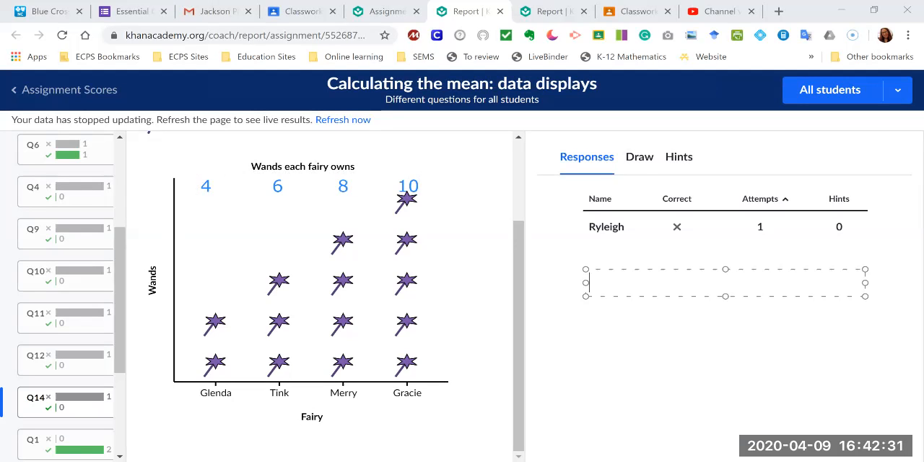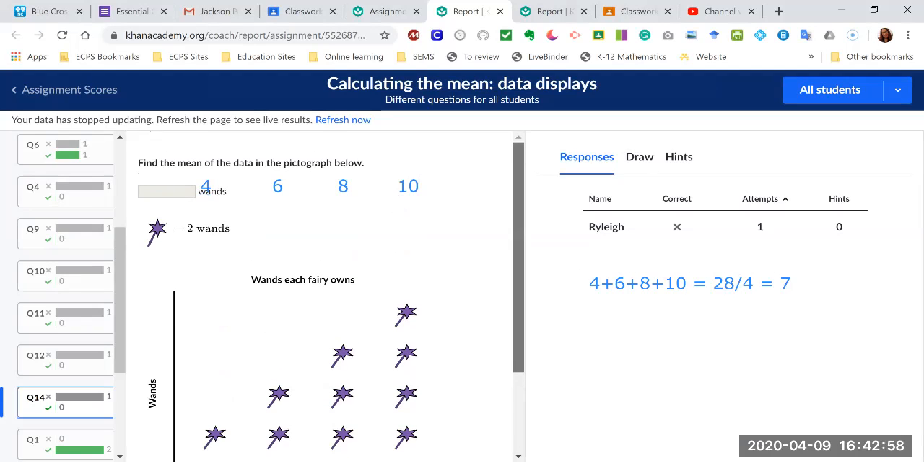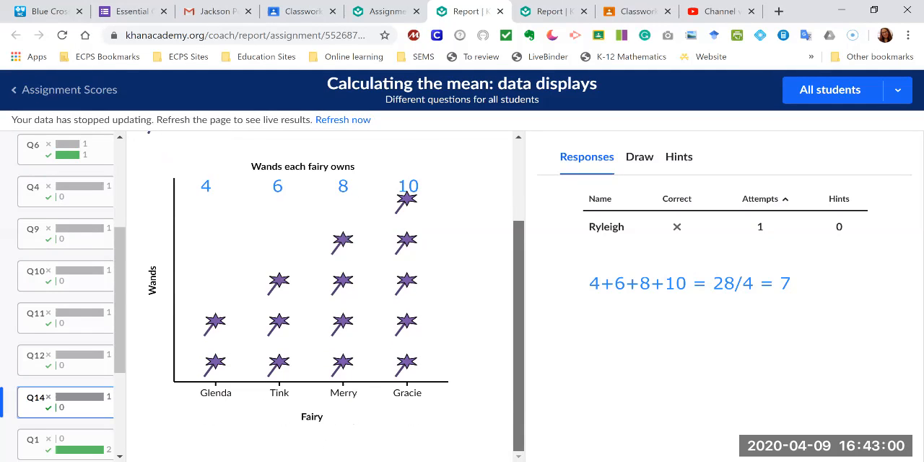I have 4 numbers. I have 4, 6, 8, and 10. And if I add those all together, I would get 28. And there are 4 numbers, so that means that the average number of wands each fairy owns would be 7. Okay, so for this particular question, the mean would be 7. That would be our answer. So when I put my answer there, I would put a 7.